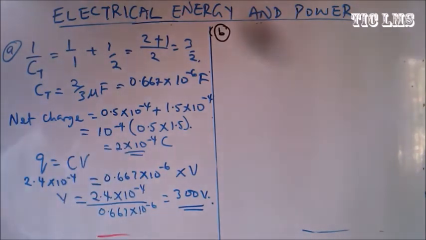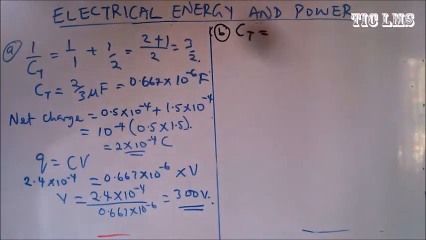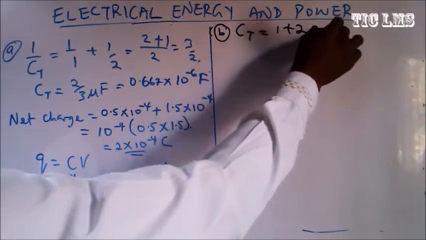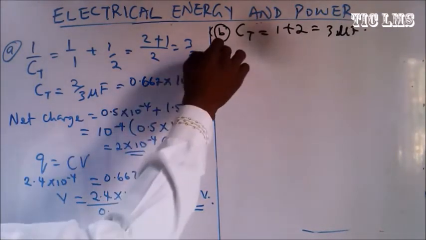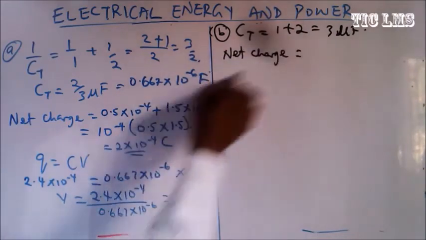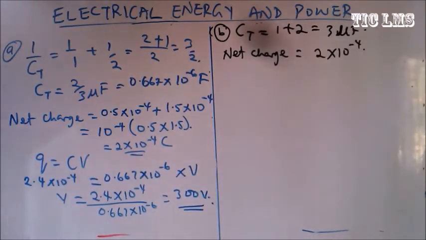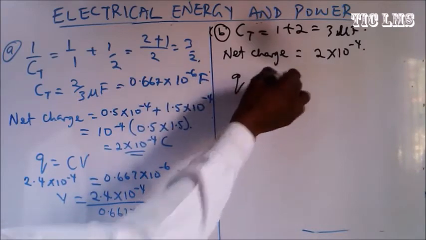B, we're told to calculate it when we have the capacitors in parallel. When they are in parallel, the total capacitance is the addition of the two capacitors, which is 1 plus 2, and that gives us 3 microfarad. Alright, and we said that the net charge remains the same, which is 2 times 10 raised by minus 4. So for us to calculate the potential difference across this combination, we have it that Q equal to CV.